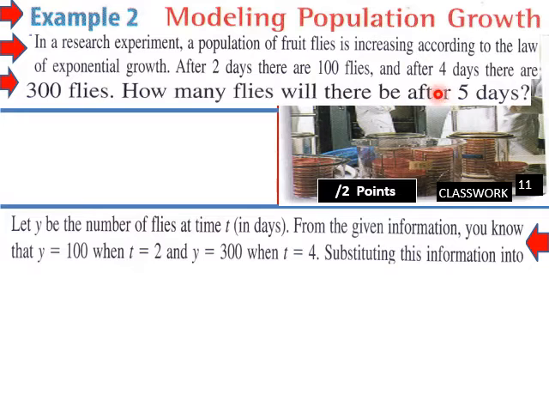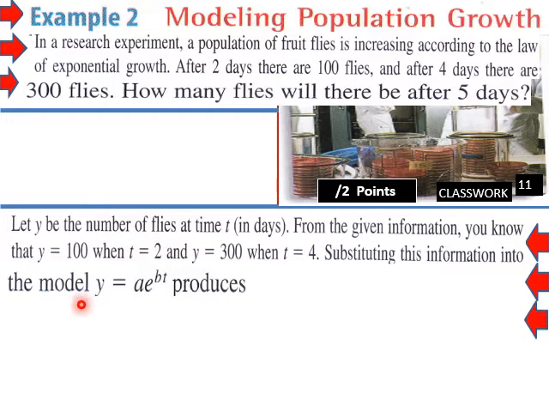How many flies will there be after 2 days? After 2 days, there are 100 flies. And then y equals 300 after 4 days. So we have some data here that we can plug into an exponential model to really come down with a function that models this population growth. Substituting this information into the model, y equals ae^(bt) produces 100 equals ae^(2b), because we have 100 flies at 2 days.